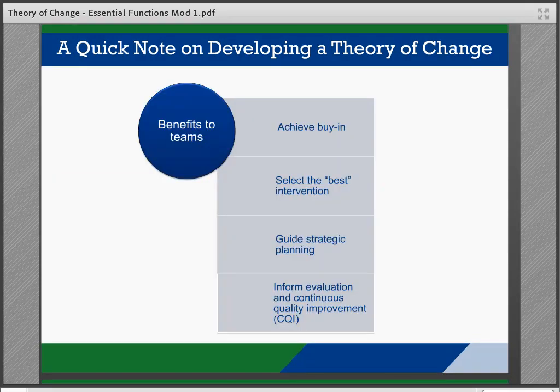In addition to being a step-by-step plan for improvement, teams can also use a theory of change to achieve buy-in by helping partners and stakeholders get on the same page about what needs to happen to reach their shared goals, to set the groundwork for finding the best approach and selecting the intervention that best meets their needs, to guide strategic planning and decision-making throughout the change process, and to inform evaluation and continuous improvement, including identifying the indicators that can inform evaluation and CQI efforts, monitoring progress to goals, and determining if any adjustments are needed as a solution is implemented.